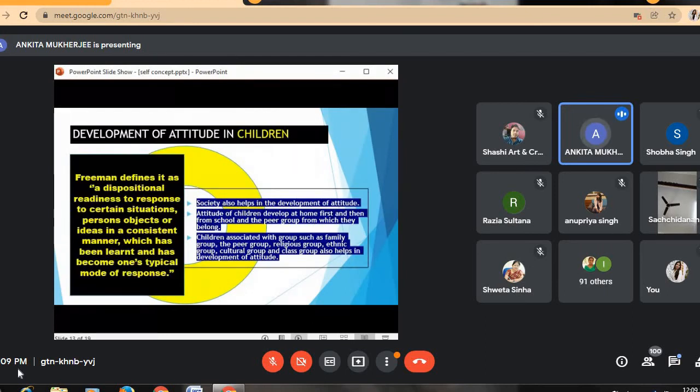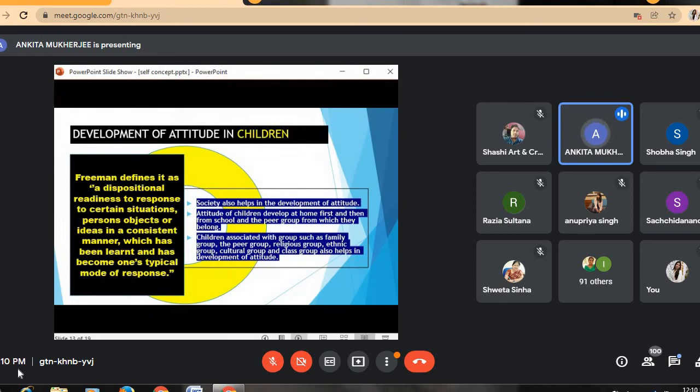Now, development of attitude in children. First of all, when we talk about attitude, what do we understand by the word attitude? Attitude brings difference in the life of almost everybody, and our success and failure depend on our attitude towards our work and abilities. Attitude denotes adjustment of an individual towards some selected person, group or institution. The attitude results in a state of preparedness or a state of readiness to respond in a particular manner under particular circumstances.